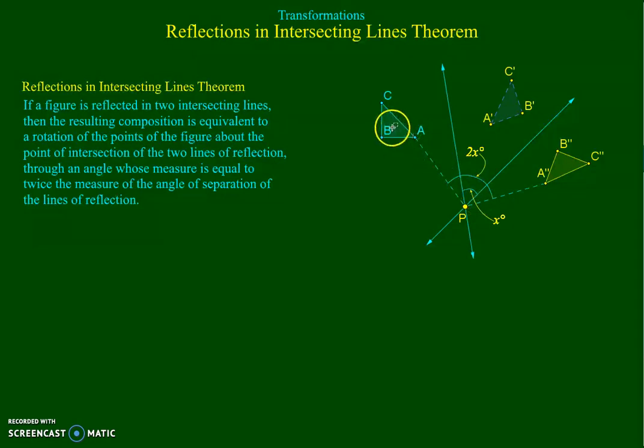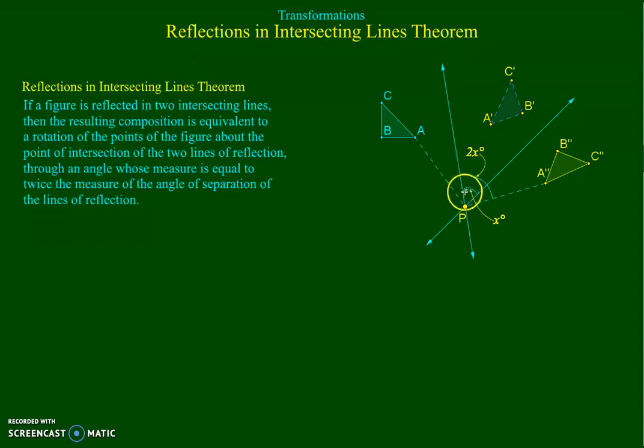What we're saying is if we take this figure, ABC, and reflect it across this first line, and then reflect that image across the second intersecting line, that double reflection from here to here and from here to here is equivalent to a rotation of all these points about this point P, which is the point of intersection of the two intersecting lines, through an angle, and that angle is going to be twice the angle of separation of the two lines. That's all it's saying.